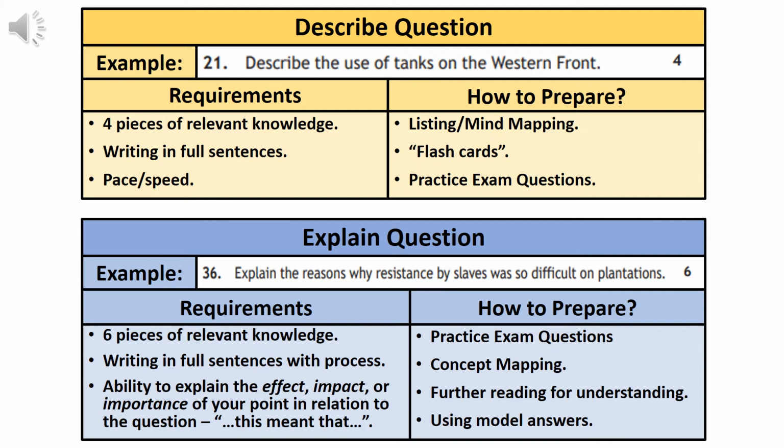And this allows the marker to see that students are not only describing, but then they're giving this meant that, this was because, which shows an explanation afterwards. So they make their point, which is like a described point, and then they say this was because, or this meant that, and they then build in their explanation. So that's how they show they can explain effectively.